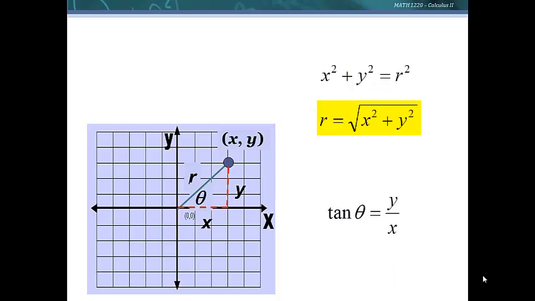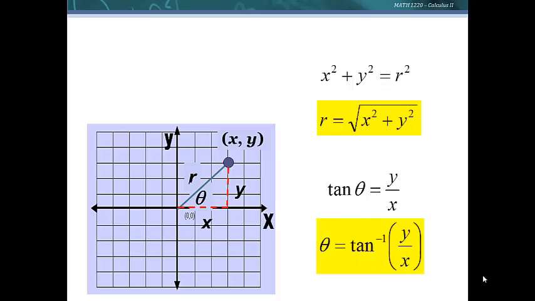Then, if we use trig functions, we can relate the angle theta to x and y. Tangent theta is opposite over adjacent, so y over x. And so theta would be the inverse tangent of y over x. So rather than memorize these, you may get them memorized in using them, but it's really easy to just draw a triangle, label it, and use the Pythagorean theorem and the tangent function to get the connection between the two.